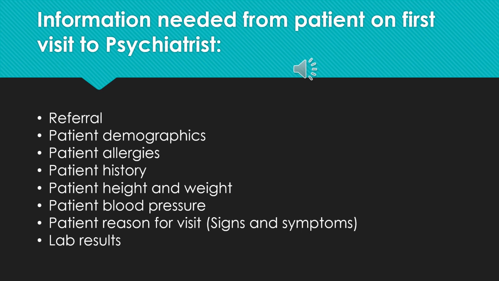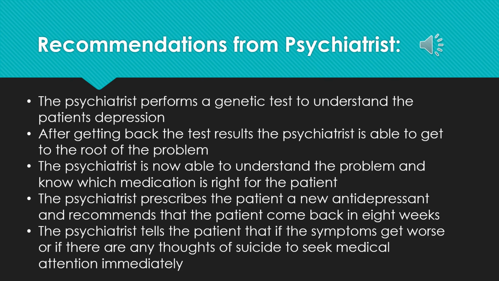The information needed from the patient on the first visit to the psychiatrist includes the referral, patient demographics, patient allergies, patient history, patient height and weight, patient blood pressure, patient's reason for visit, signs and symptoms, and the lab results. The recommendations from the psychiatrist include: the psychiatrist performs a genetic test to understand the patient's depression. After getting back the test results, the psychiatrist is able to get to the root of the problem. The psychiatrist is now able to understand the problem and know which medication is right for the patient.